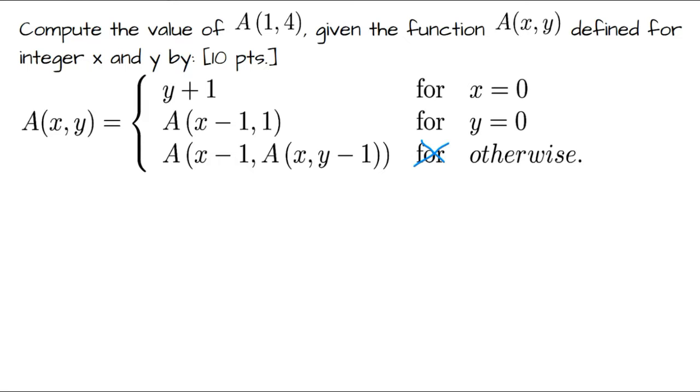So here the given is 1 and 4, so we have A(1,4), and immediately A(1,4) will apply this third rule, otherwise. So we're going to subtract 1 and then apply the second function here. So this will become A(0, A(1, 3)).